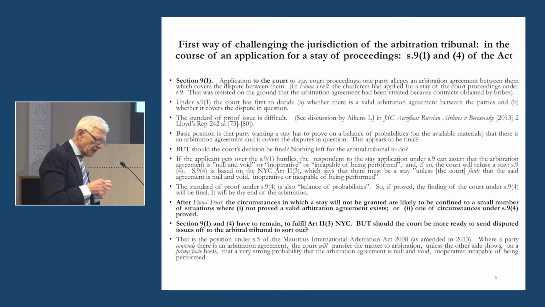Now, what does the court have to do, and what does the court have to decide before a stay will be granted? First of all, it has to decide, is there an arbitration agreement at all, and are the people in front of the court parties to it, and does it cover the dispute in question? Now, this does raise some very difficult questions of what is the standard of proof by which a party wanting a stay has to satisfy the court that there is a relevant arbitration agreement.